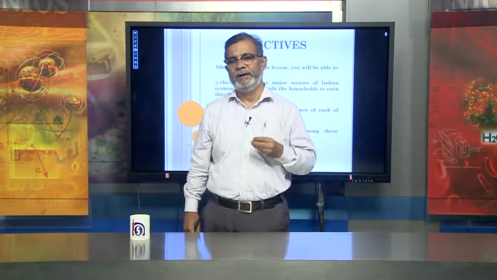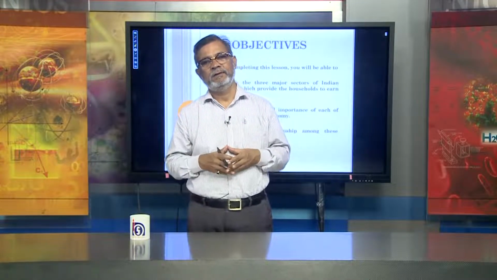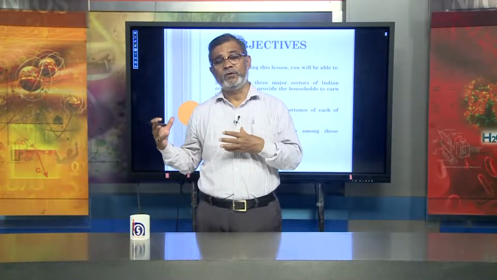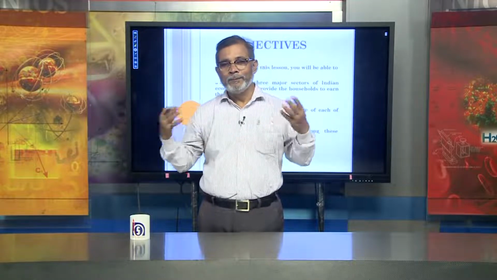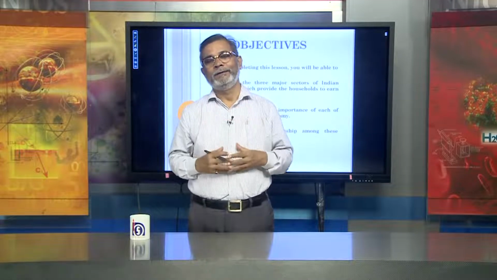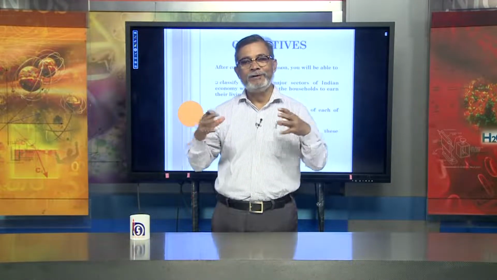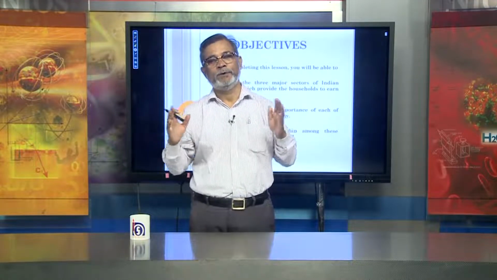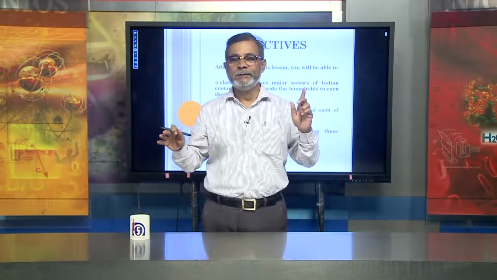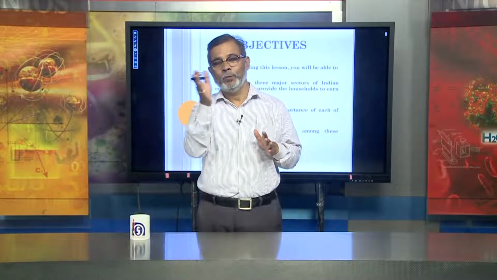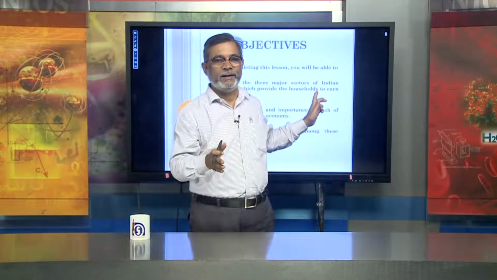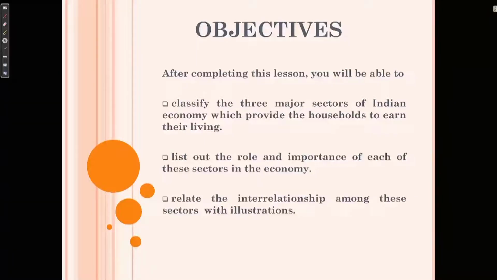Now, you might have seen that some people are engaged in producing agricultural goods and services. Some people perform activities in industries. Some people, like me, provide services, like this live program to you learners. Each and every activity performed by different types of people at different levels is just to earn their livelihood. Clear? So first we have to see what type of activity belongs to which sector. That is why the first objective we have taken is to classify the three major sectors of the Indian economy.